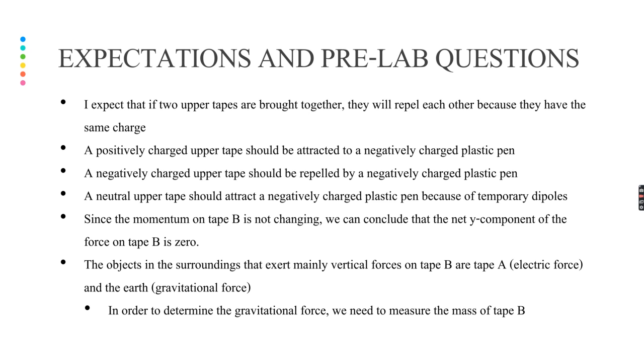Since the momentum of tape B is not changing, we can conclude that the net y component of the force on tape B is 0. The objects in the surroundings that exert mainly vertical forces on tape B are tape A, because of the electric force, and the Earth, because of the gravitational force that points downwards. In order to determine the gravitational force, we need to measure the mass of tape B, as was seen in the equation shown on one of the first slides.